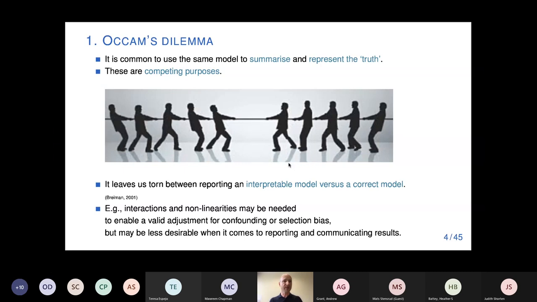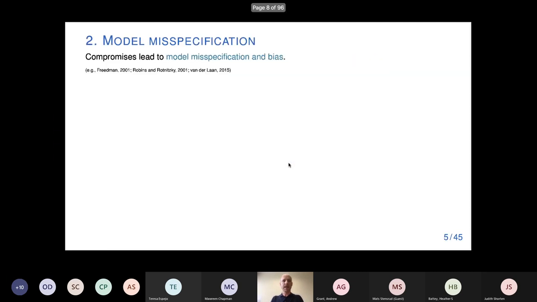You may have experienced in practice the difficulty in making choices as to whether to include interactions or nonlinearity in a data analysis. On the one hand, the data may have suggested that there is a need for interaction or nonlinearity in order to control for confounding bias, but perhaps eventually you chose not to include those or accommodate those because that would only make the message more difficult to communicate to subject matter experts. Now, these compromises are very likely to give rise to model misspecification, and that may eventually lead to bias in effect estimates.